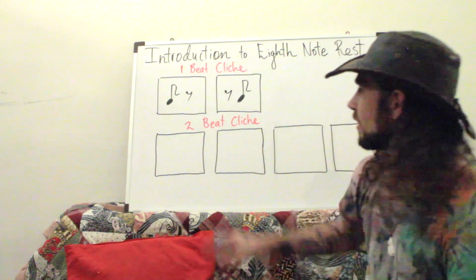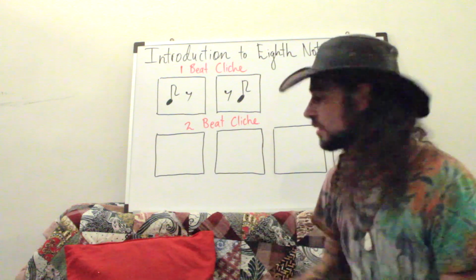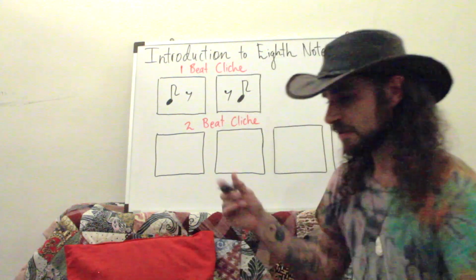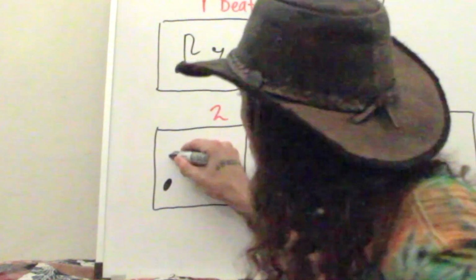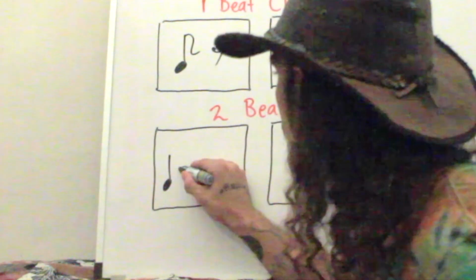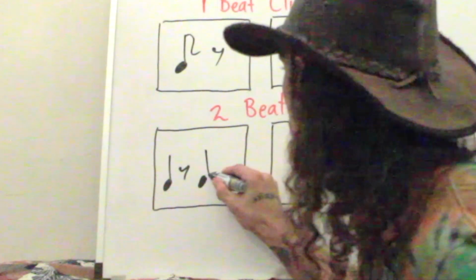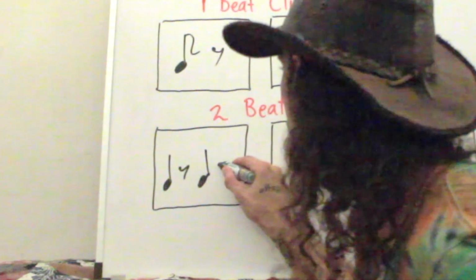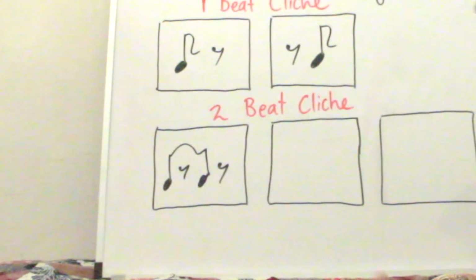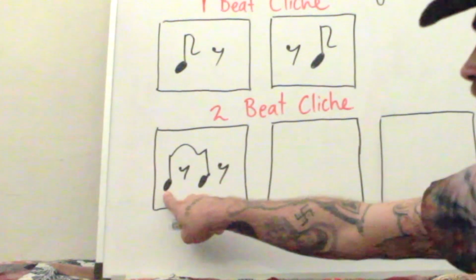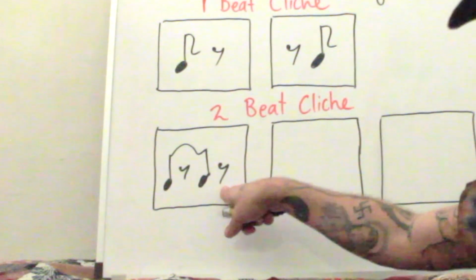All right. Now let's look at some two beat cliches containing eighth notes, just so you can see what we're working with. First one is going to be an eighth note with an eighth note rest, another eighth note with an eighth note rest, and then we tie these together like this. So you've got an eighth note, a rest, an eighth note, and a rest.